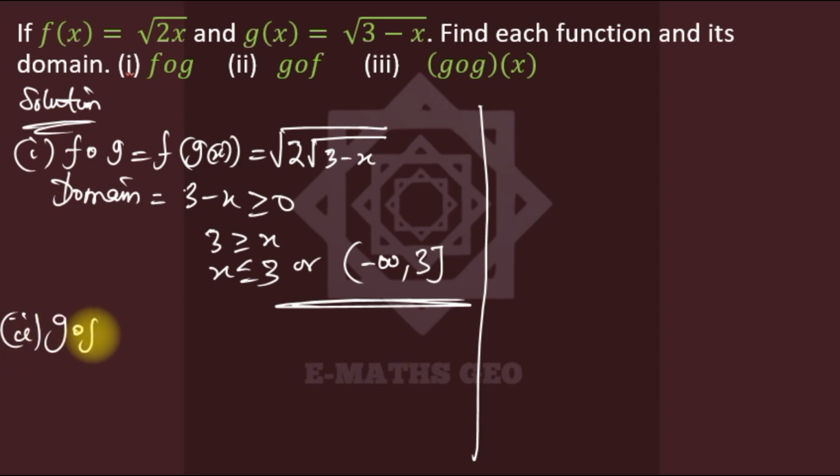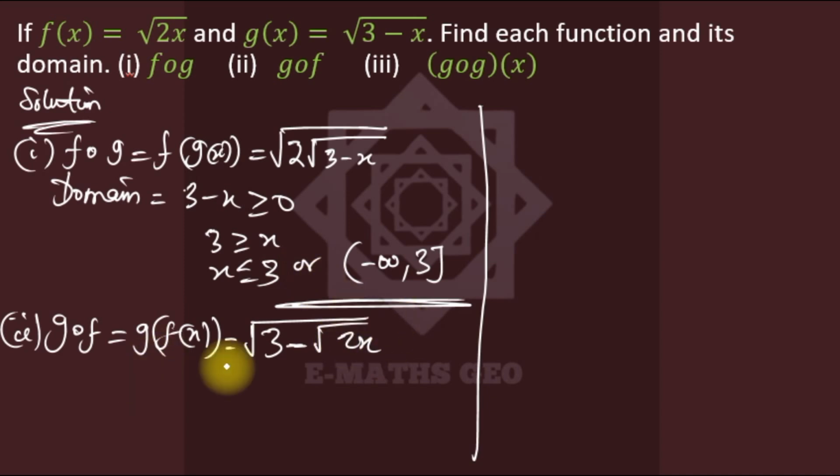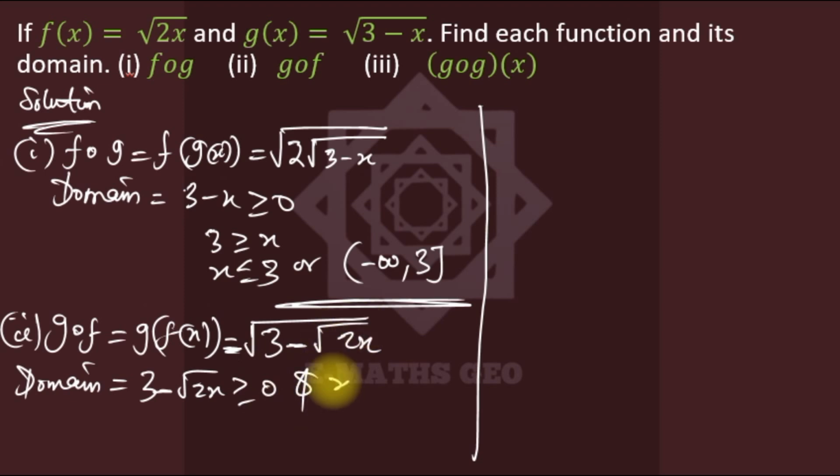For the second one, this is g composite f, which is g of f of x. So we substitute. This is square root of 3 minus, so instead of writing x, we write square root of 2x. Again, that's the composite function. For this to be defined, the domain: 3 minus root 2x must be a number greater than or equal to 0, and this x must be a number greater than or equal to 0.